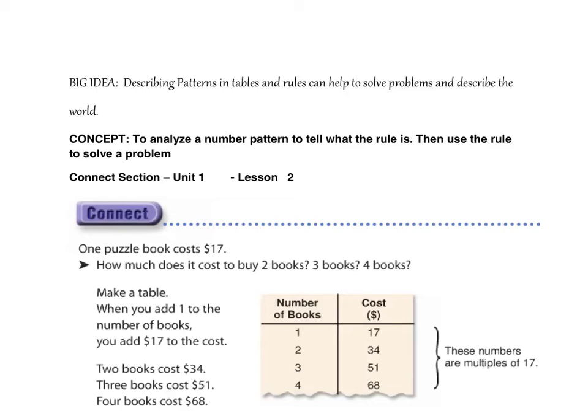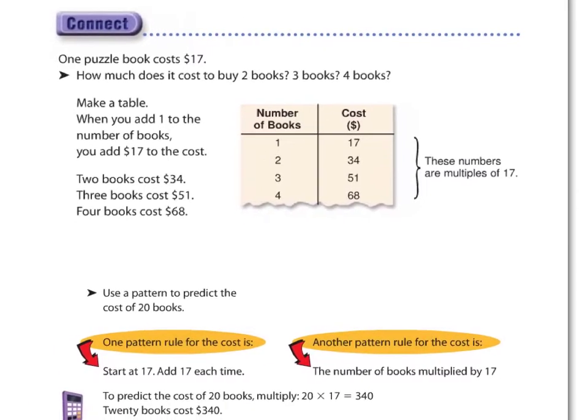All right, grade 5, we are going to continue with our patterns unit. Our big idea, remember, is describing patterns in tables and in rules can help us to solve problems and describe the world. Today, we're looking at analyzing a pattern to tell what the rule is and then using that rule to solve the problem. Now, most of this information is more of the table kind of information as opposed to the list of patterns. So remember we looked at both types last day? Well, today we're talking more about table kind of patterns.